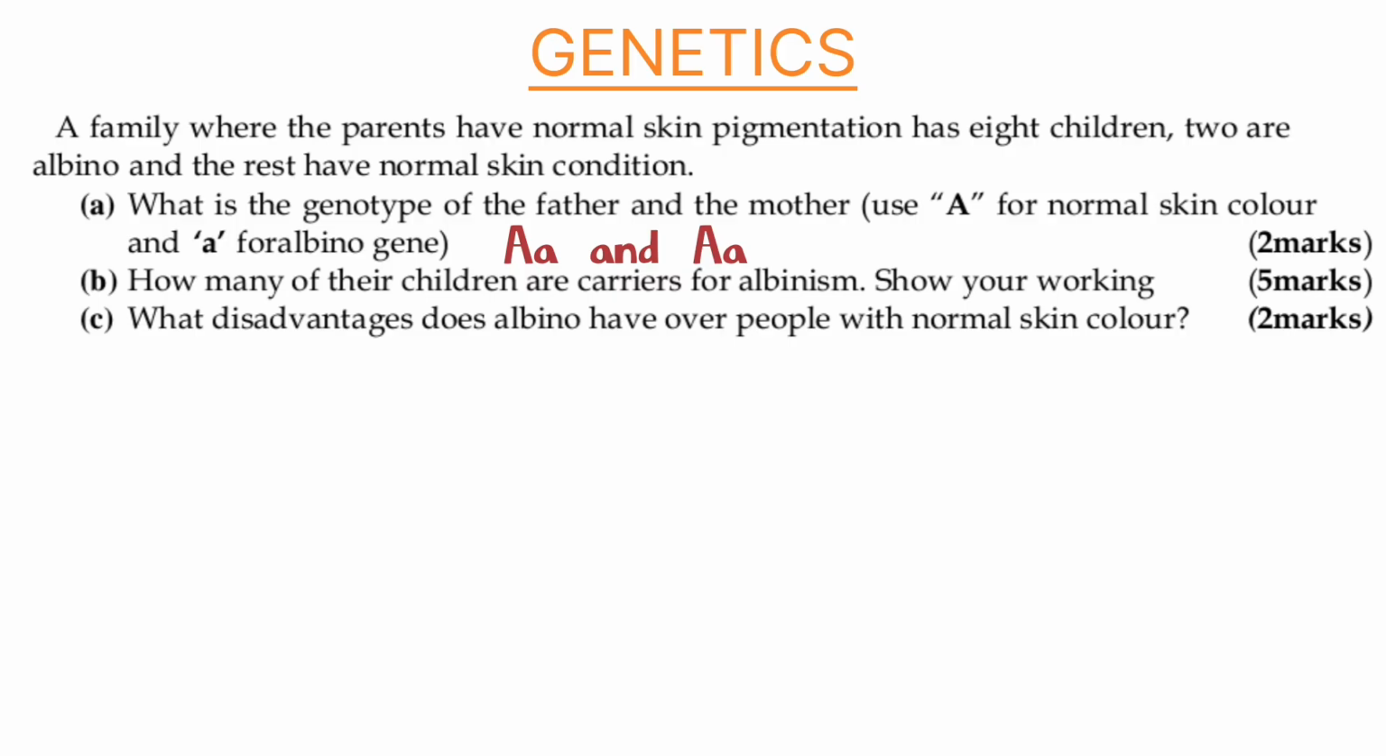Let's pause there. What do I mean by heterozygous parents? That simply means that the genotype in this case contains two different alleles. So you're going to have a capital A and a small a. The capital A represents the normal gene, okay? The small a represents the gene that is responsible for albinism. Now, why do we use caps?